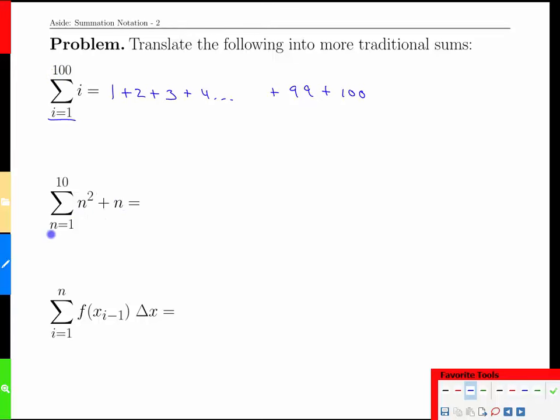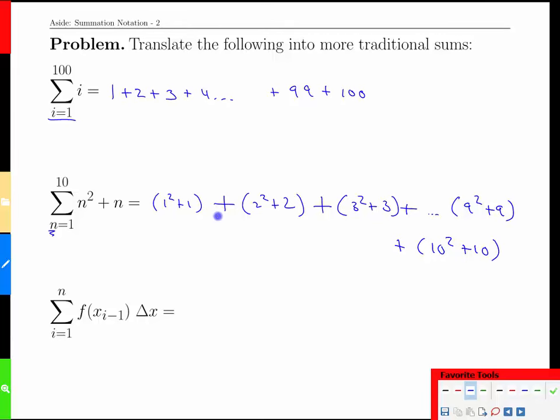For the second example, notice we have a different variable. That's totally fine. But again, we're going to plug in n equals 1, 2, 3, 4, 5, all the way up to 10, and then we're going to use that n value in this formula. So we'd have 1 squared plus 1, plus 2 squared plus 2, plus 3 squared plus 3, and so on, up to the last two terms, 9 squared plus 9, plus 10 squared plus 10. Now you can see in this case, this would be quite complicated to write out by hand. The summation notation gives us a much nicer, tidier form for it.